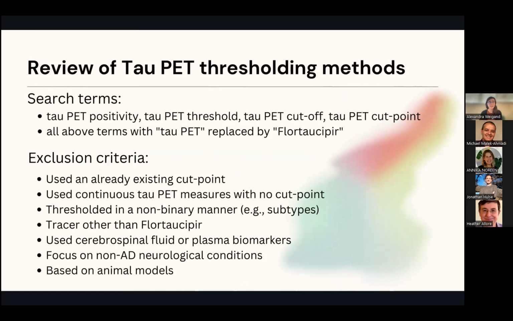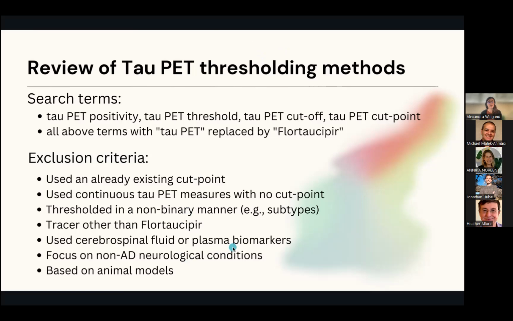The exclusion criteria were if the studies already used an existing cut point. So this required that they create their own cut point or use their own thresholding methods. If studies used a continuous tau PET measure, because of course we're interested in looking at cut points here, studies were excluded if they thresholded in a non-binary manner, for example, creating subtypes. That's because we really wanted to look at specifically just that binary variable of tau PET positive or tau PET negative. As I mentioned, studies were also excluded if a tracer other than fluortaucipir was used.